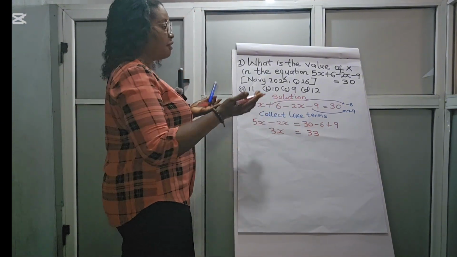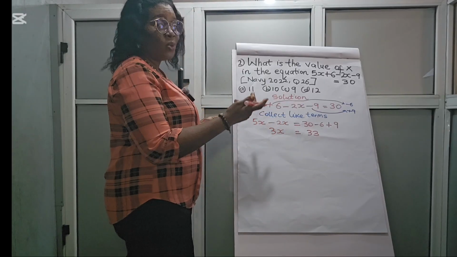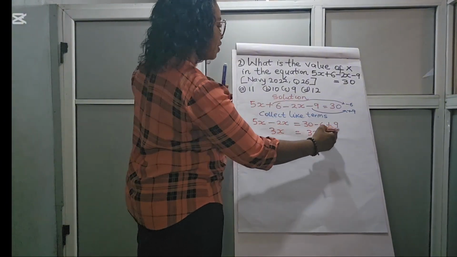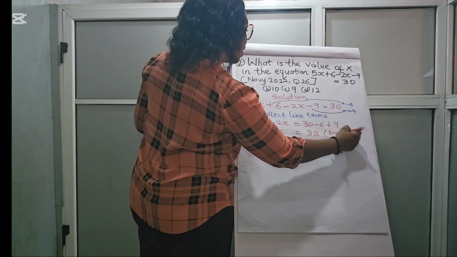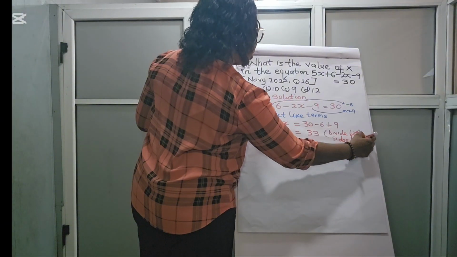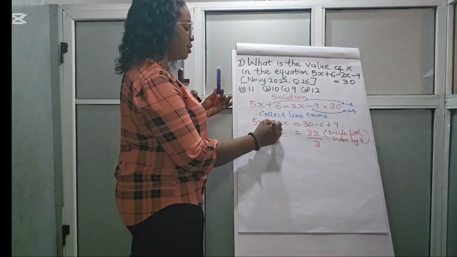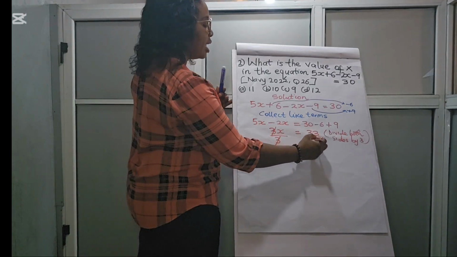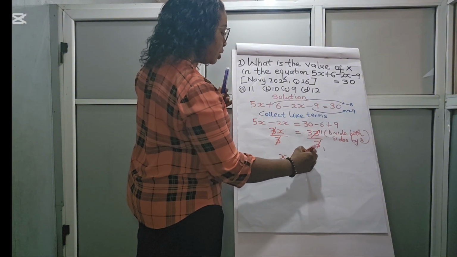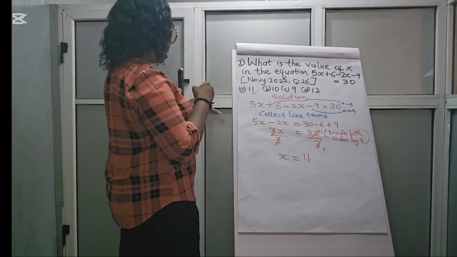The question says, find the value of x. So we need to get rid of 3. And the only way mathematically we can get rid of 3 is by dividing both sides by 3. If you divide both sides by 3, 3 cancels 3 here and we're left with x. And 3 divides 33, you have 11. So therefore, x will be equal to 11. And that gives us option A as the answer.